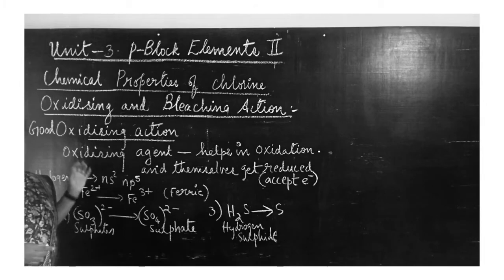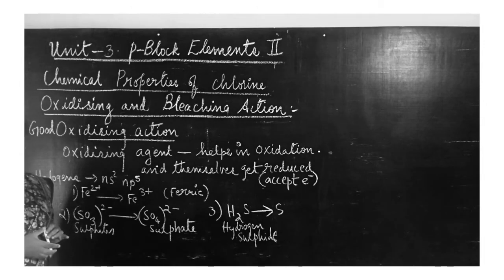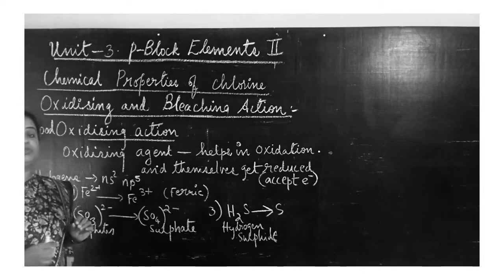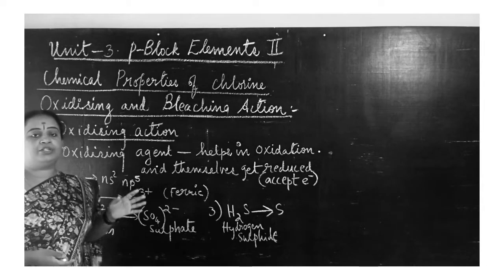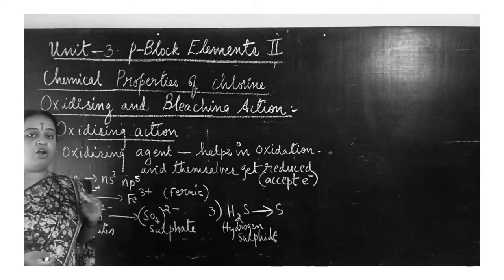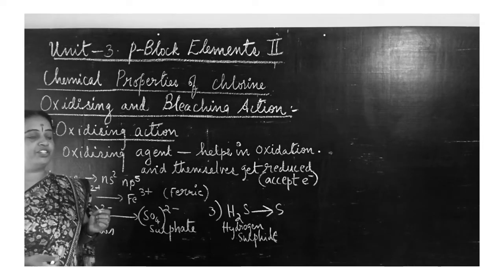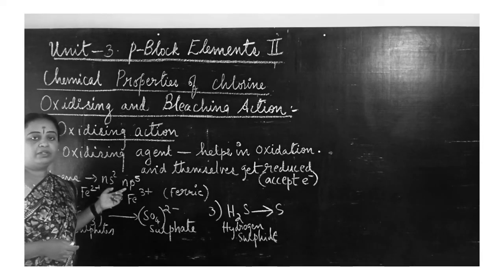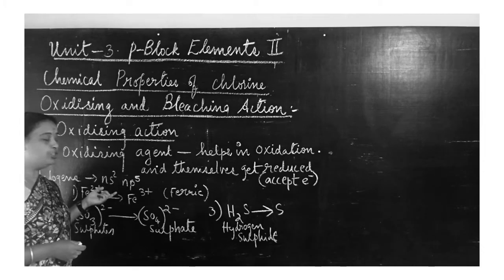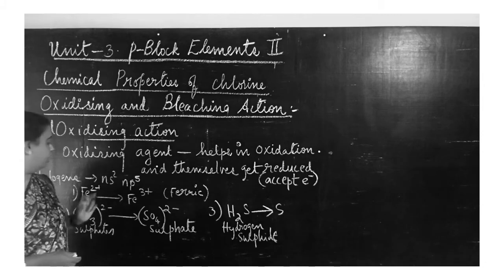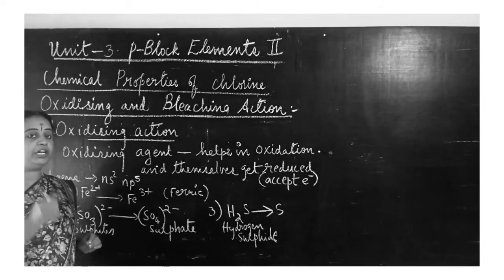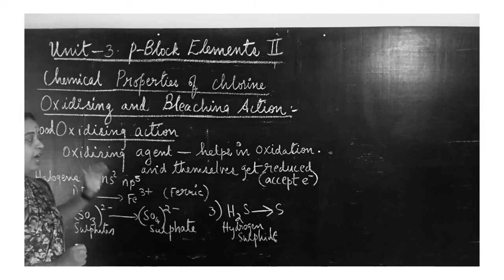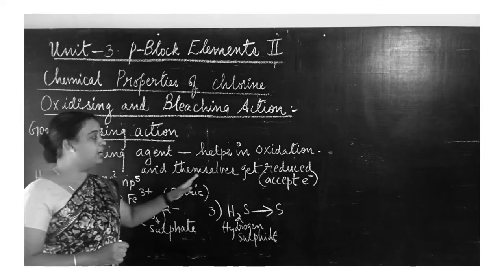Let us study the oxidizing action of chlorine. Chlorine is a very good oxidizing agent. What do we mean by an oxidizing agent? An oxidizing agent is a substance which helps in oxidation and itself gets reduced, by accepting an electron. Generally all halogens have the general outer electronic configuration ns2 np5, so 7 electrons are present in the outermost shell. In order to attain the octet, they require 1 electron. For that reason, halogens accept an electron and get reduced.